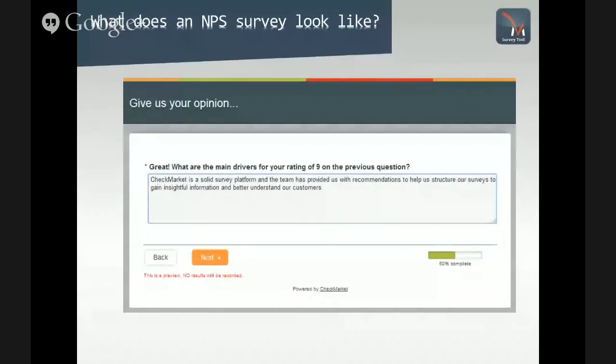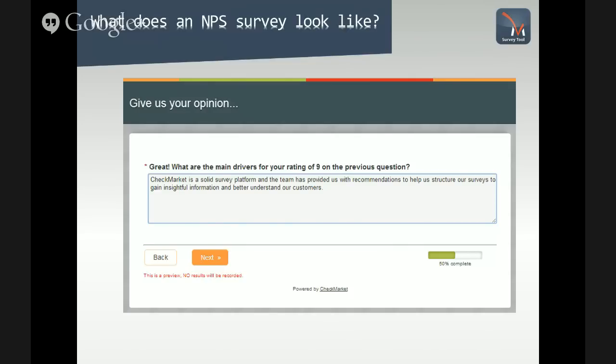And then on the opposite end, if someone is giving you a high score, then you may also say, well, why? Because you may want to try to reproduce whatever it is that person is giving you a 9 or 10 for. You would like to reproduce that, obviously, with as many customers or clients as possible. So don't only ask that open question to the detractors. Also ask a positive question to the promoters to find out what it is that they love so much about your company or product.